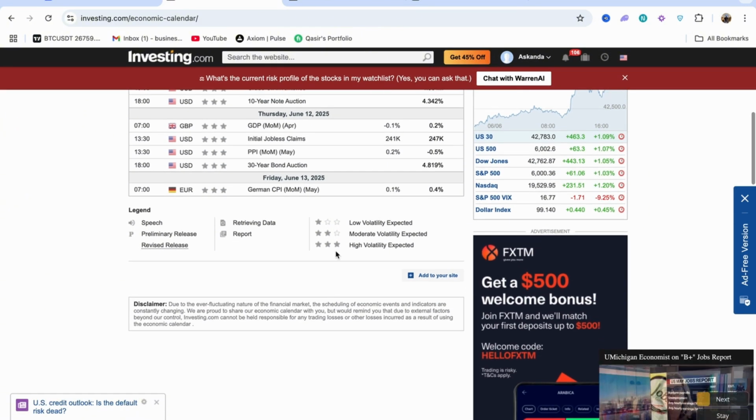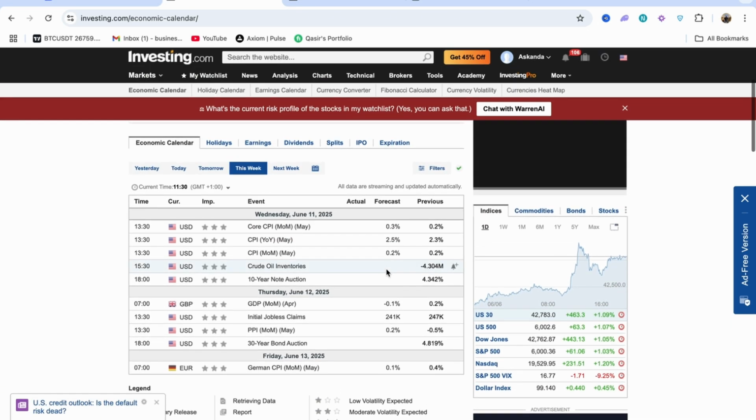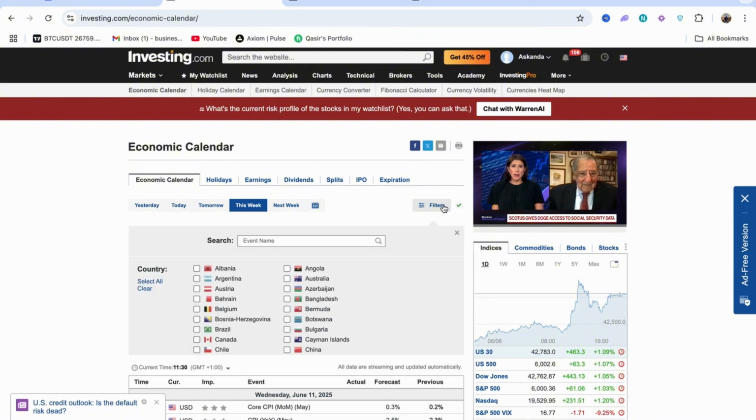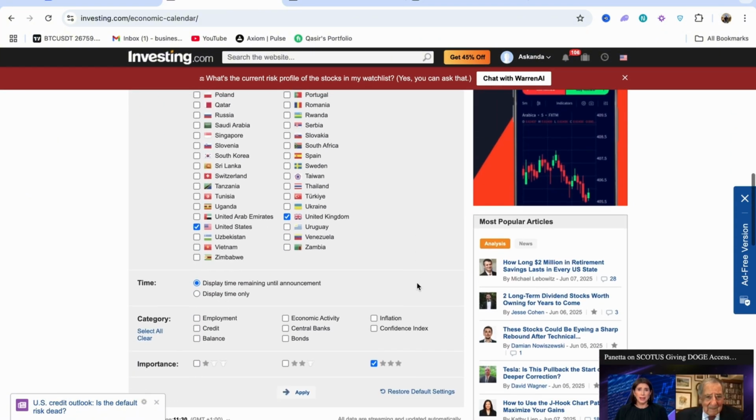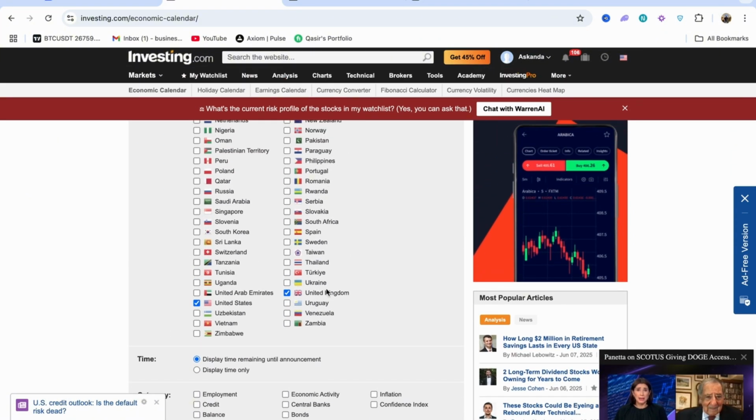Now we only want to tick high volatility. For us to edit this, just check the top. You can see they said filters. So if you click on the filters, you can see I've unselected all the countries, just leaving United States and the United Kingdom. The reason why I'm doing this is because, you see, at any point in time, these are the countries that really influence the world financial system: United States, United Kingdom, and China.